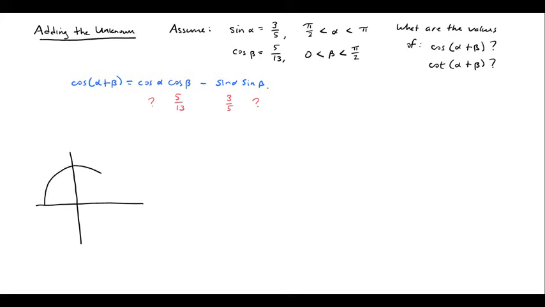Man, that's a really bad coordinate plane. It's very crooked, very Simpsons-ish. Anyway, so we're going to draw a circle here. We're going to try and draw alpha. We know that alpha has a sine of 3/5. So what does that mean?